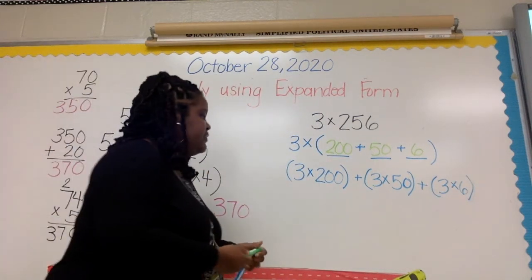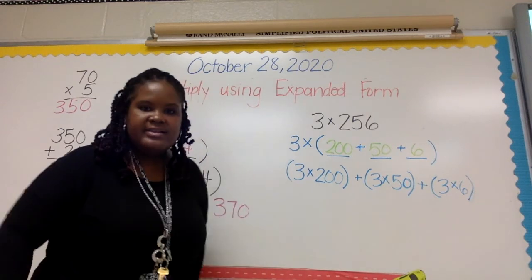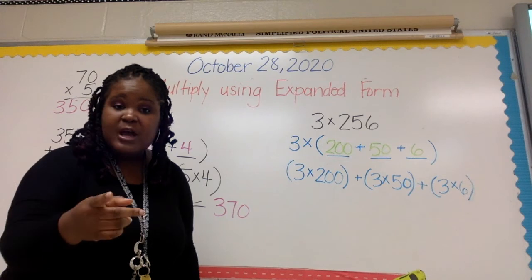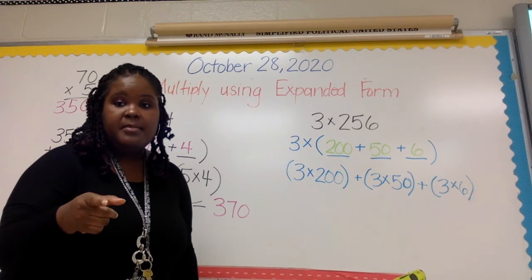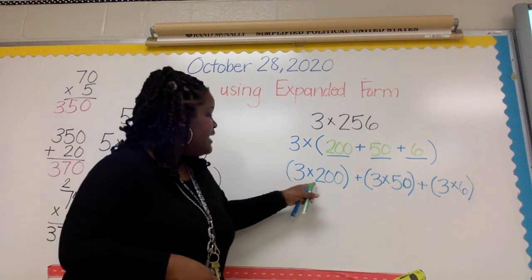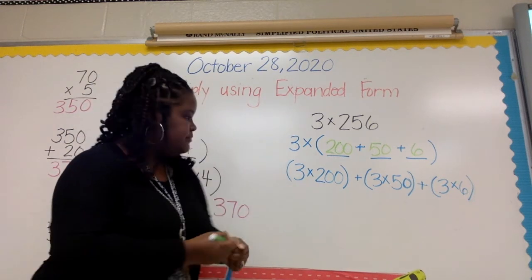So let's multiply. 3 times 200. Oh, that sounds so difficult or like such a big number, but take what you know from when we did a lesson talking about multiplying across zeros. Okay, so 3 times 2, I know is 6.